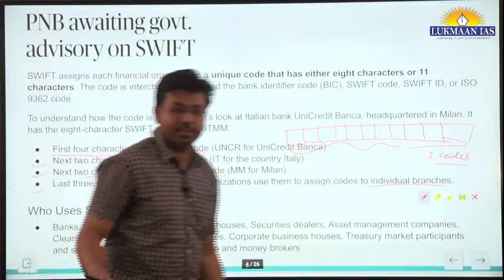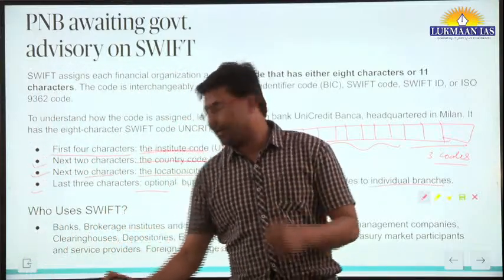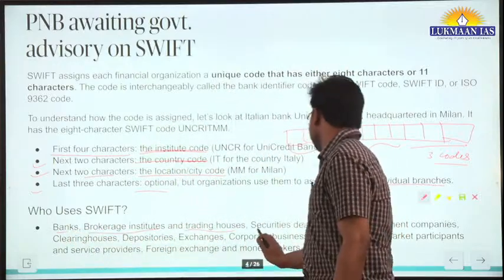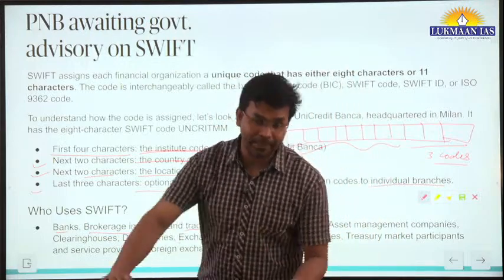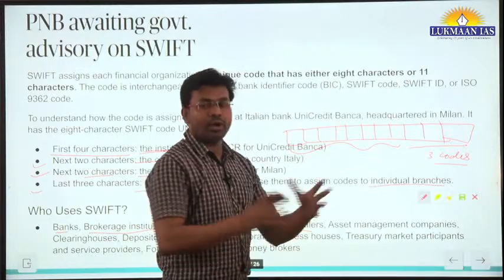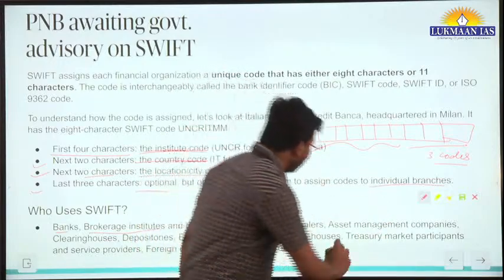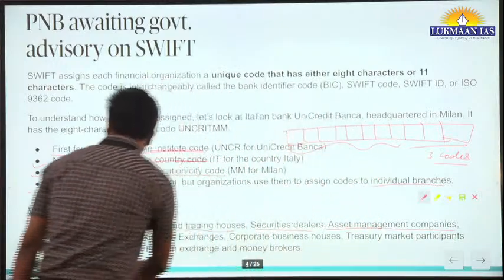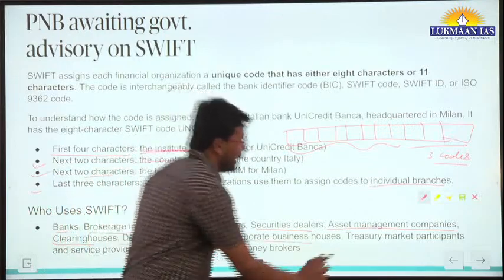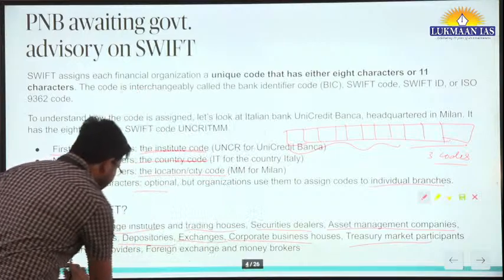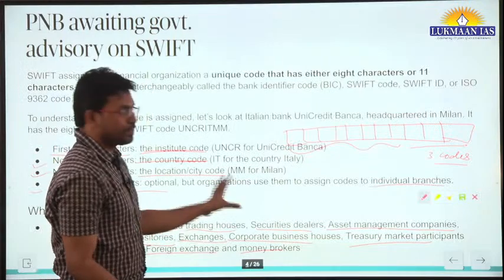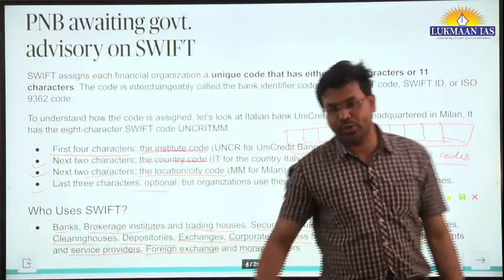So who uses the SWIFT network? The SWIFT network is used by banks, brokerage institutions, trading houses, security dealers. For example, SEBI may also use it, NSE, the National Stock Exchange, Bombay Stock Exchange, or any public bank or private bank. Then asset management companies, clearing houses, depositories, exchanges, corporate business houses, treasury market participants, service providers, foreign exchange and money brokers, okay. Apart from this, many other financial networks may be using SWIFT.